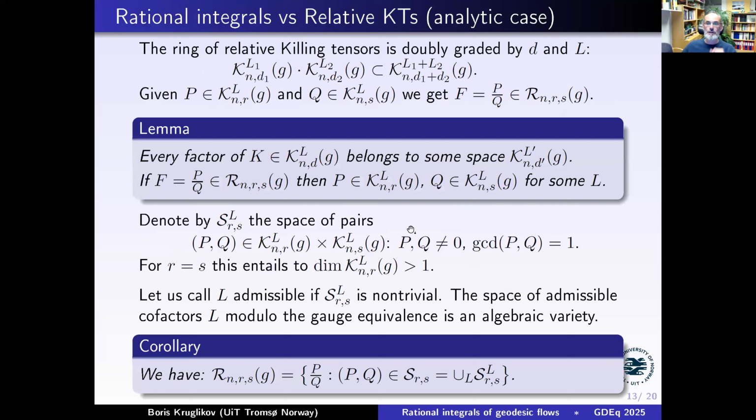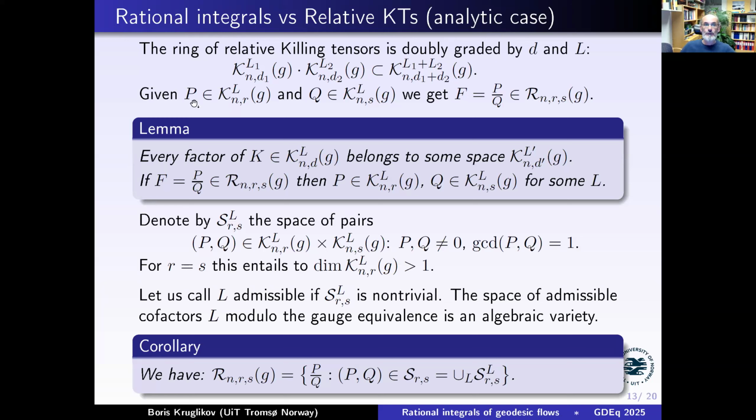Okay, just a bit more general words about relations of Killing tensors and rational integrals. So here I assume analytic in x, polynomial in p, but analytic in x, because I don't want to have trouble with Noetherianity and with divisibility properties and so forth, because of things I mentioned before. Okay, so the ring of relative Killing tensors has a double gradation, so it's graded by d and by L.